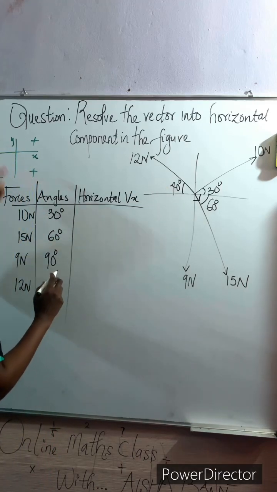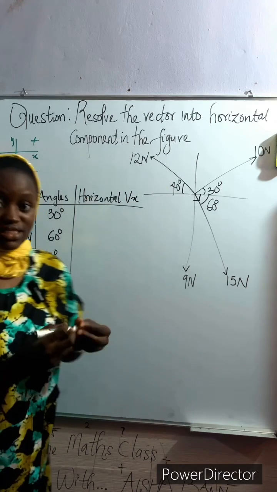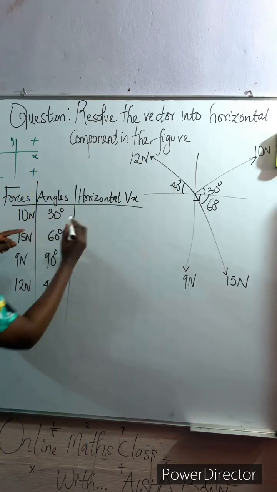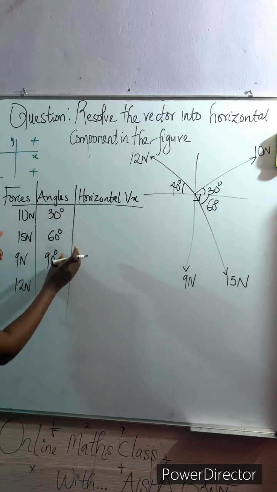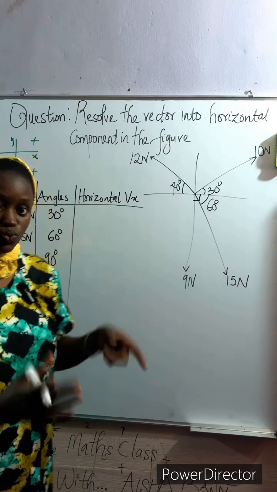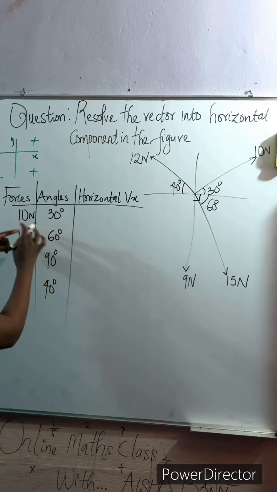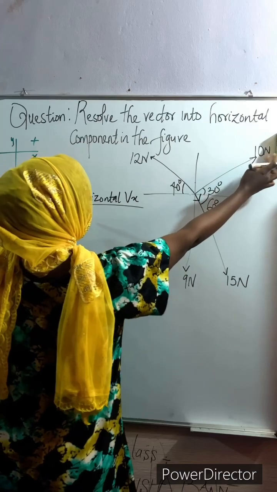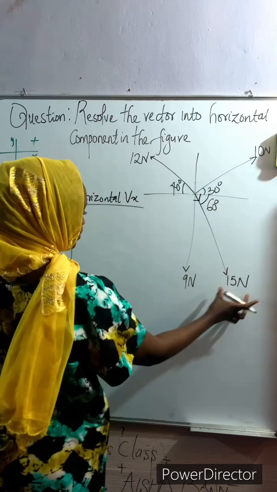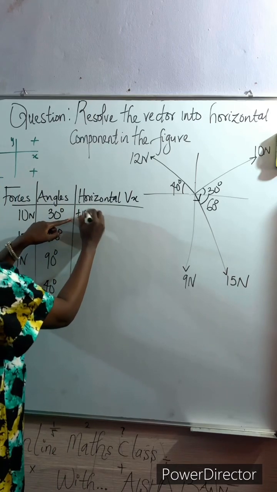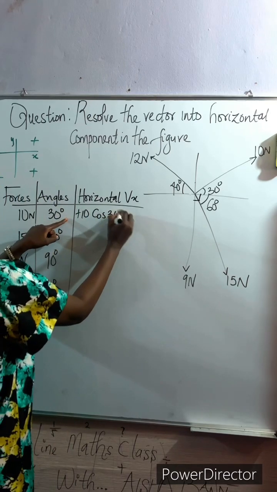Okay, so when we are resolving for the horizontal axis, we use cos. So now we are going to multiply the force and the angles. Now we have to take into consideration where the positive side and the negative side will be. Let's start with the 10 Newton. The 10 Newton is going to be positive at the right hand side. So this is going to be plus 10 cos 30.